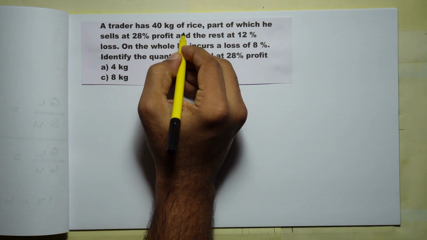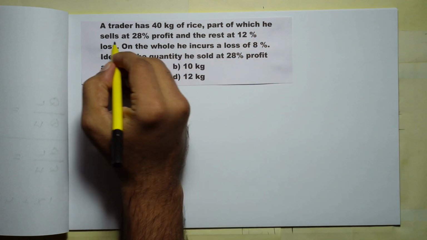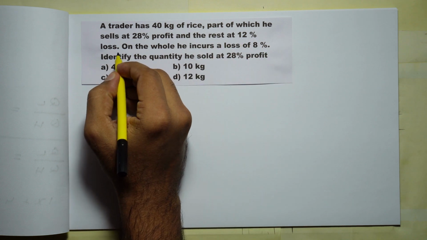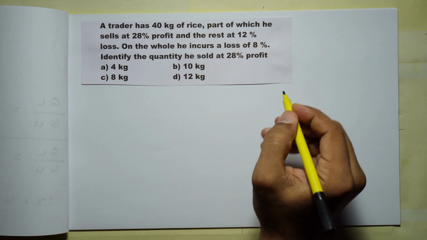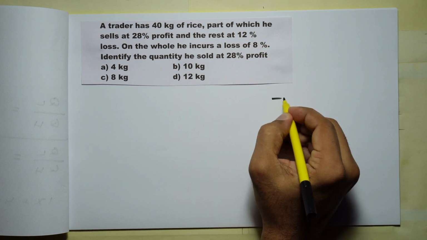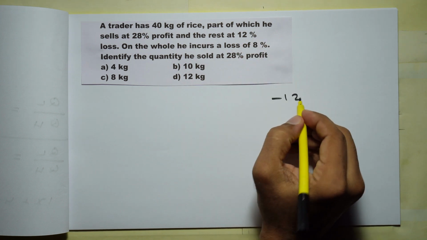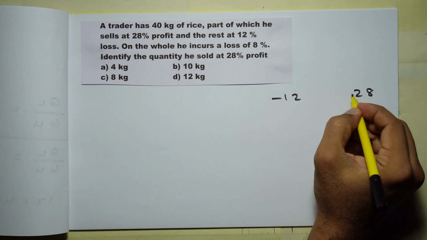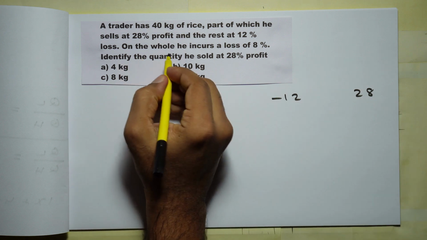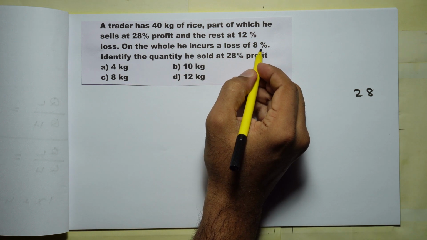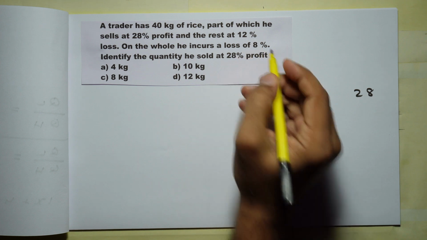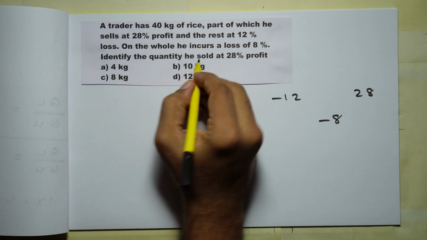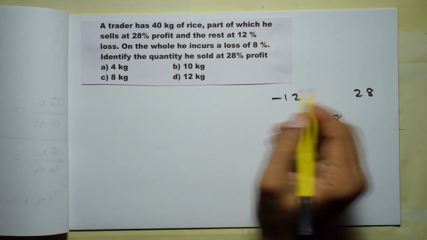A trader has 40 kilograms of rice, part of which he sells at 28% profit and the rest at 12% loss. Now when there is a 12% loss, that 12% loss can be marked as negative 12, and from the other part he is getting 28% profit, so that will be plus 28. On the whole he incurs a loss of 8%. So overall there is an 8% loss, so that loss can be represented as negative 8. Identify the quantity he sold at 28% profit.